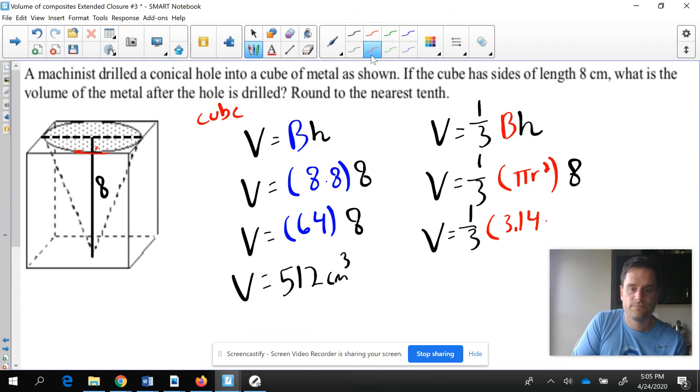Now the radius is from here to here. So if it was 8 across here, it's going to be 4. Very important. You guys put 4 there, and that's going to be 4 squared.